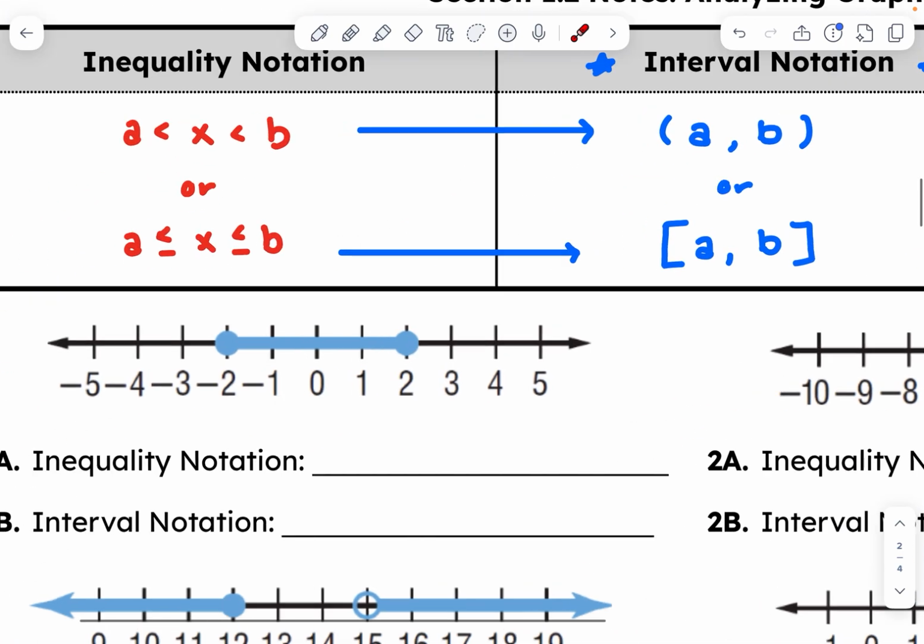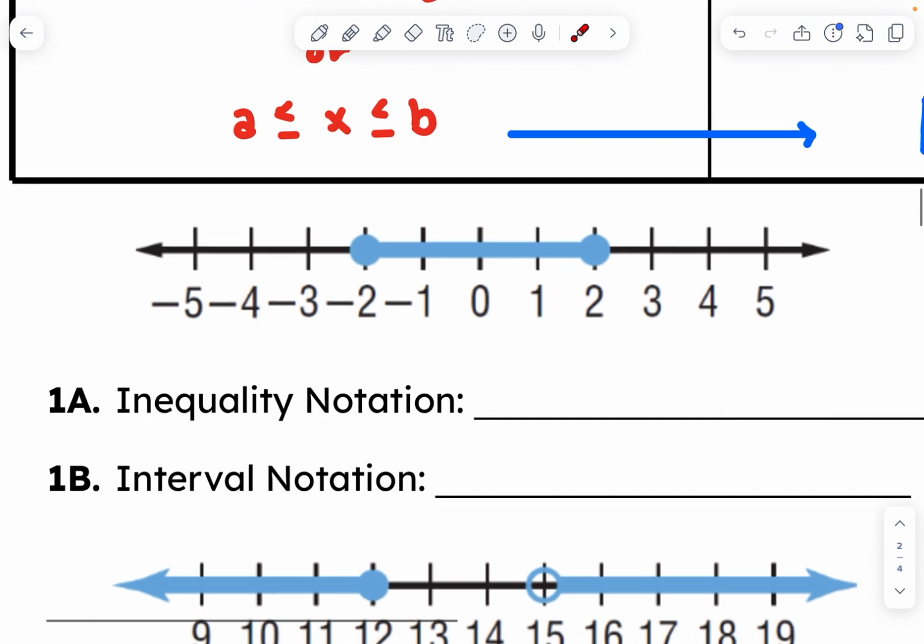So let's jump into some practice. In this first example, I'm noticing that I have closed circles. When you have closed circles, that is the number line's way of saying the value can be equal to -2, and it can be equal to +2, or it could be any number in between those guys.